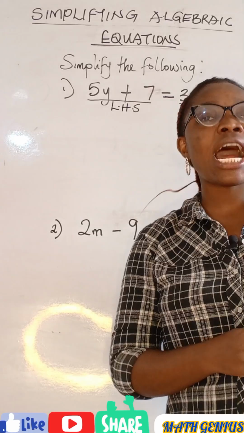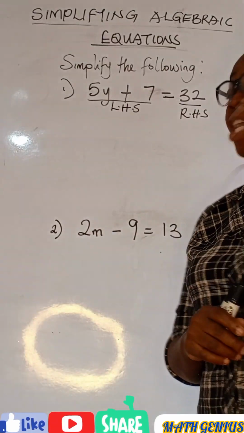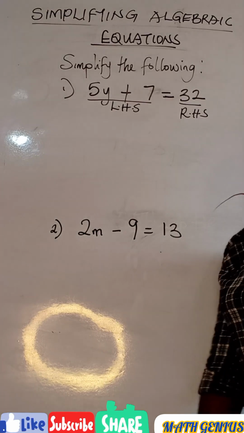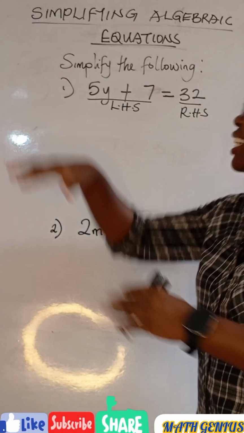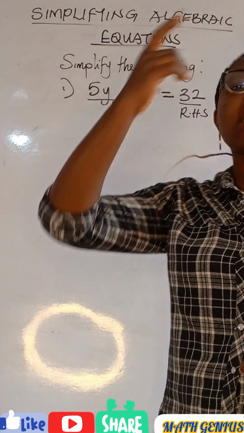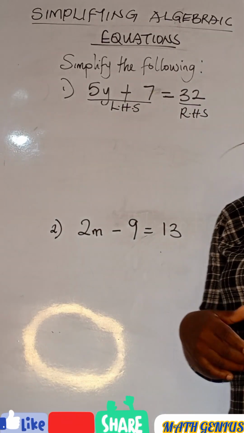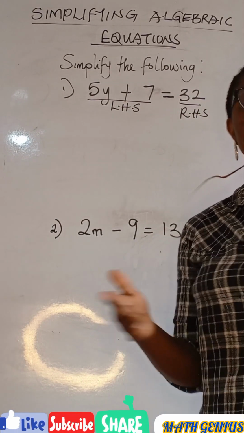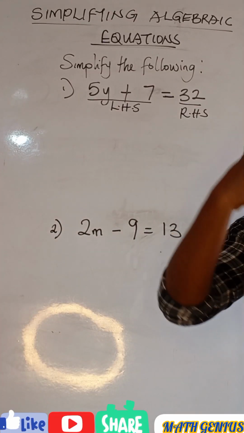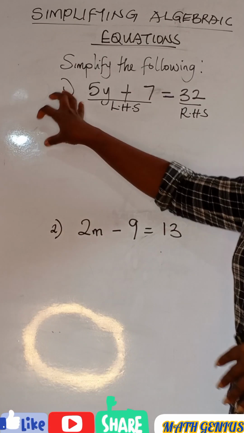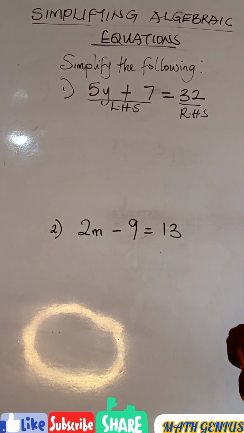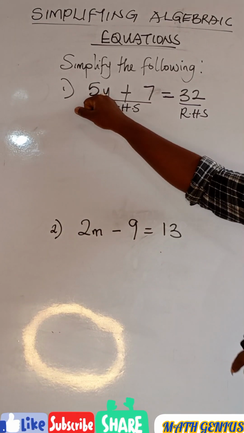Now, let's go further. How do we simplify algebraic equations? Now, the very first thing we need to do, and the aim of this actually, is for us to find the value of y. Remember, we said these terms stand for different variables. So y could be 3, y could be 4. So you don't do guesswork on it. You just solve, and then you find the value of y. The essence of this simplification is that we should get the value of y.